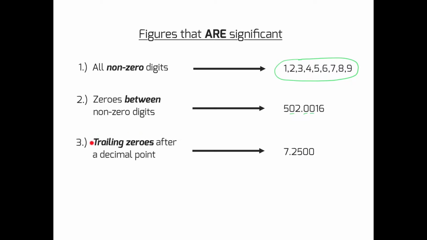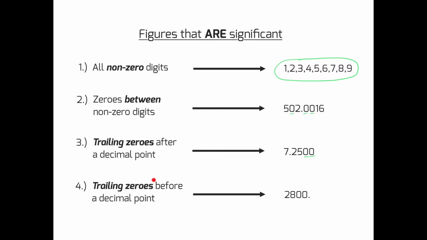Trailing zeros after a decimal point are also significant. So if we look at our example here, we have a 0 here and a 0 here. So these two zeros come after the decimal point, and trailing zeros mean that they come at the end of the number. So these two zeros are at the end of the number, so they're trailing, and they both come after the decimal point, so these two zeros are significant.